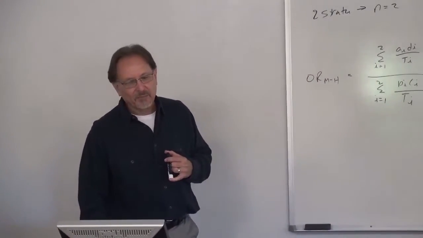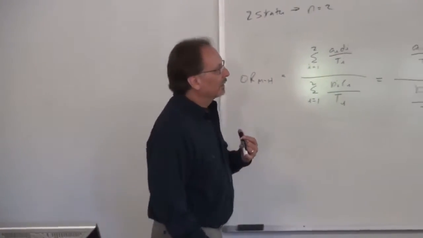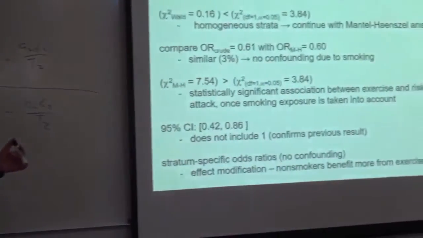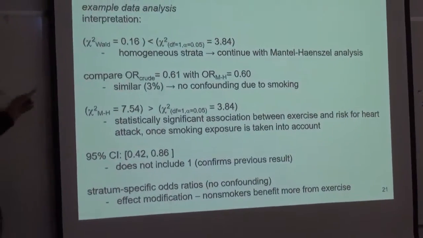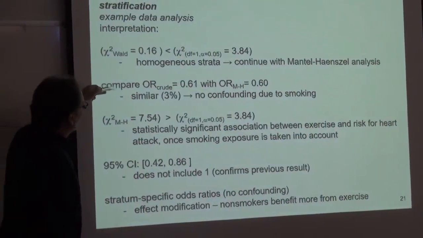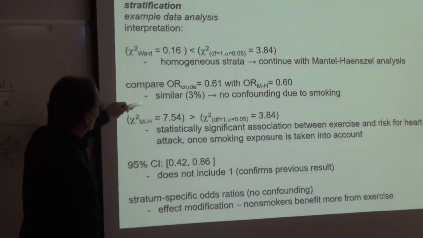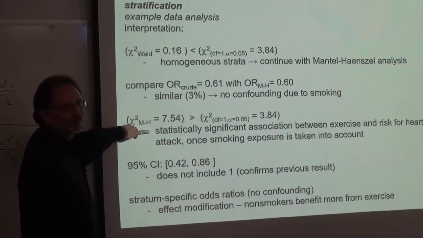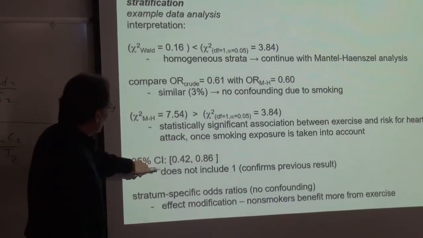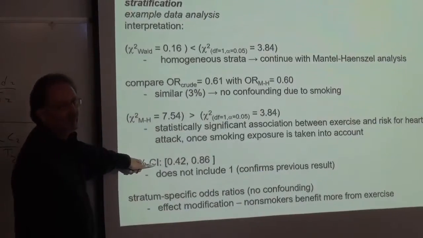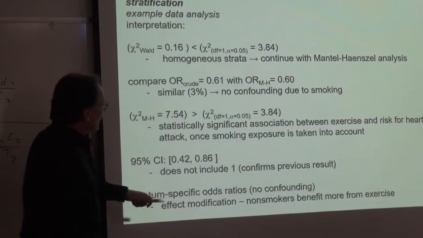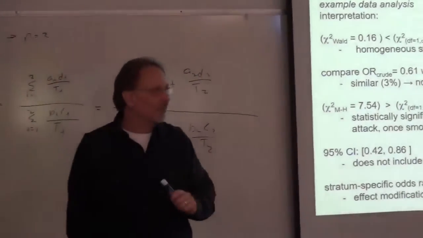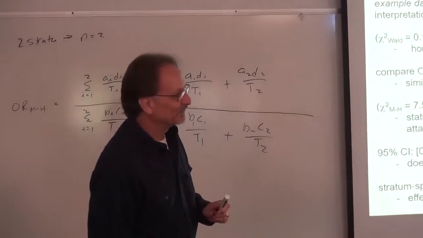So this is the type of flow chart that I would expect you to go through for each one of these problems: first evaluate homogeneity, evaluate confounding, and then evaluate the Mantel-Haenszel chi-squared statistic, confirm that statistic with the confidence interval, and then look at the stratum-specific odds ratios and tell me whether or not you believe there's effect modification.